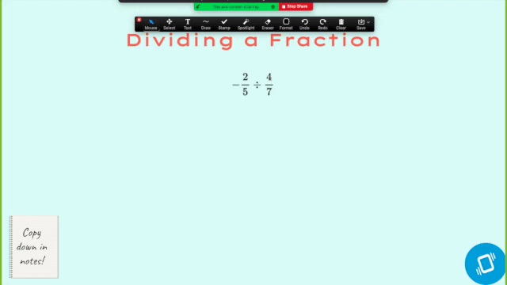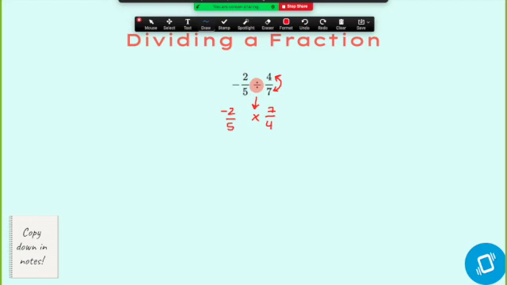Now, there are 2 steps to dividing a fraction. When you have here negative 2 over 5 divided by 4 over 7, the first thing that you want to do is change the division sign. So instead of having division, we want to change it to a multiplication sign. That's the first step. The second step is switching the fractions around. So instead of having 4 over 7, you're going to have 7 over 4 as the fraction. And then the left side of the fraction just stays the same. We always keep the left side exactly the same.